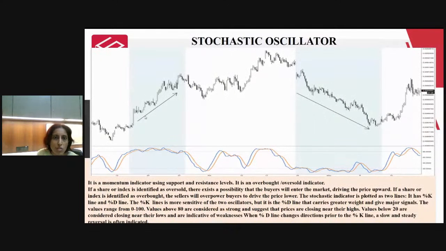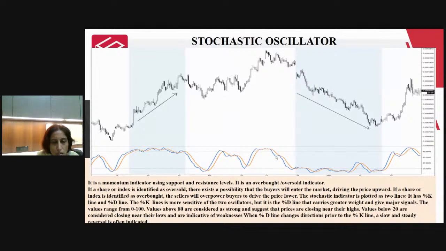The next indicator which we are going to take up is the stochastic oscillator. The stochastic oscillator is again a momentum indicator using support and resistance levels. So it is again an overbought and an oversold indicator. The stochastic indicator is broadly plotted as two lines. One is referred to as the percentage K and the other is referred to as the percentage D line. Out of these two lines, the percentage K appears to be more sensitive, but it is the percentage D line that carries greater weight and gives the major signals.